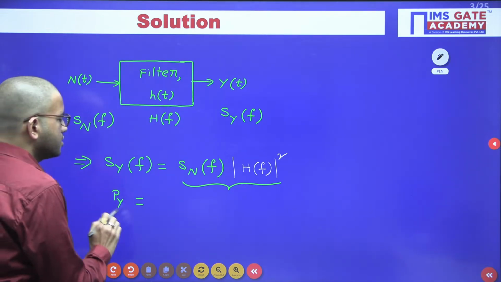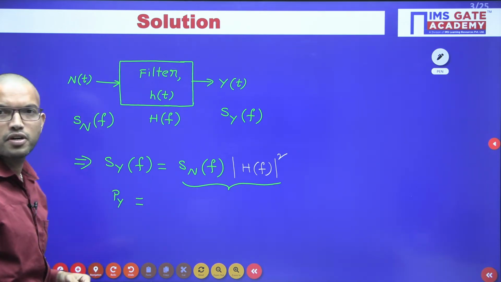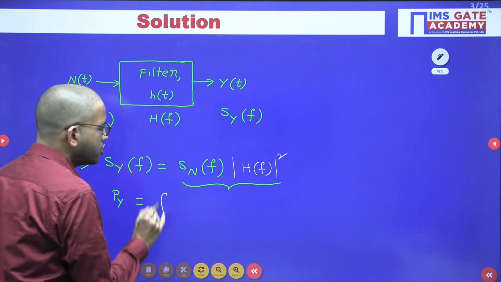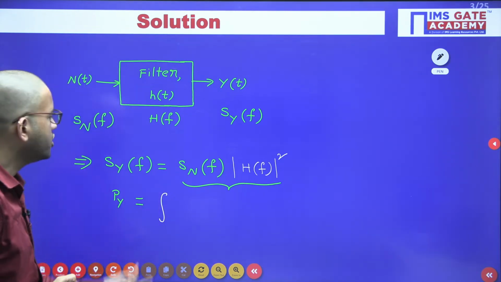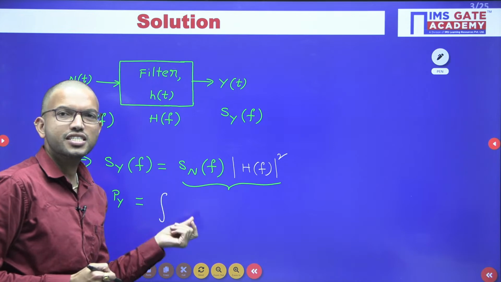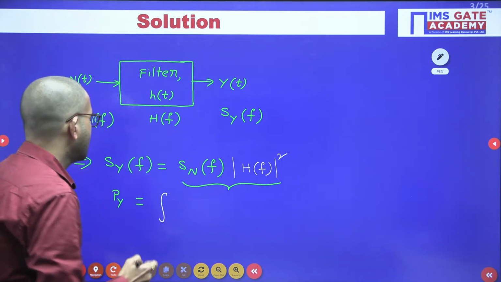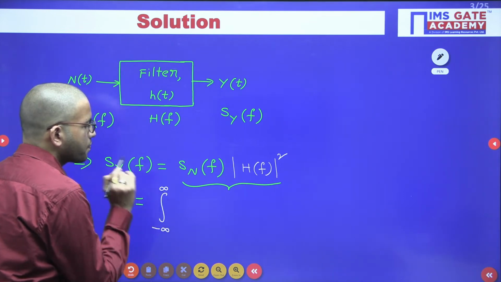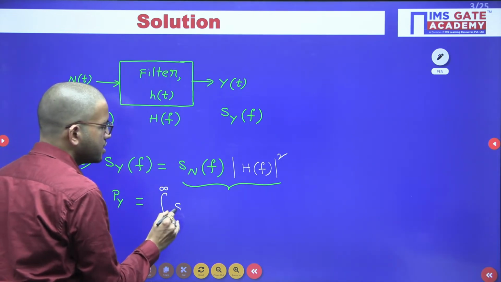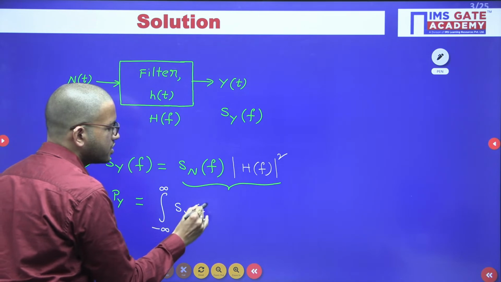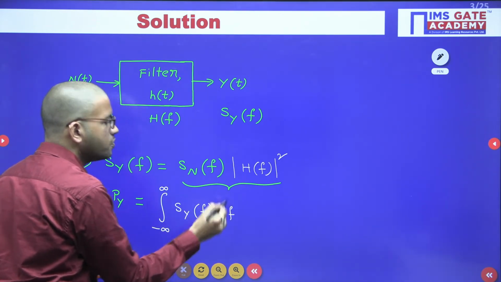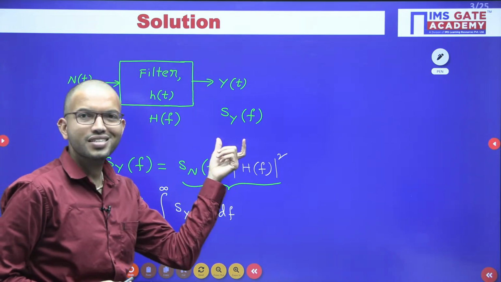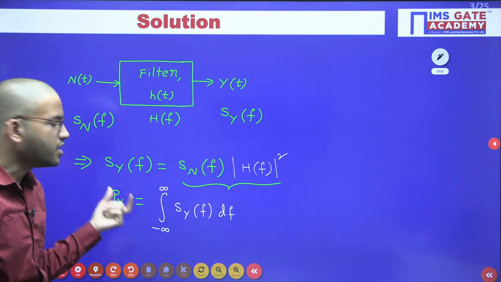Yes, here we want to calculate the output power, but we have the power spectral density, right? So we have to perform integration. Integration is nothing but the area under the curve, right? So the integral limits are minus infinity to infinity of the output power spectral density, that is Sy of f into df. If you perform the integration of the power spectral density, you get the power.